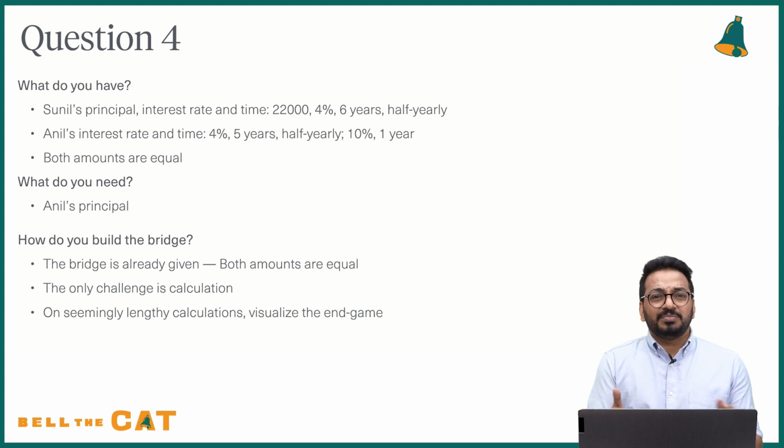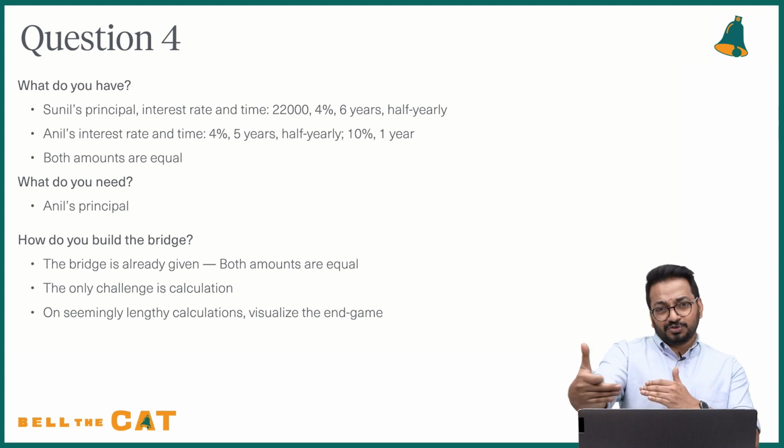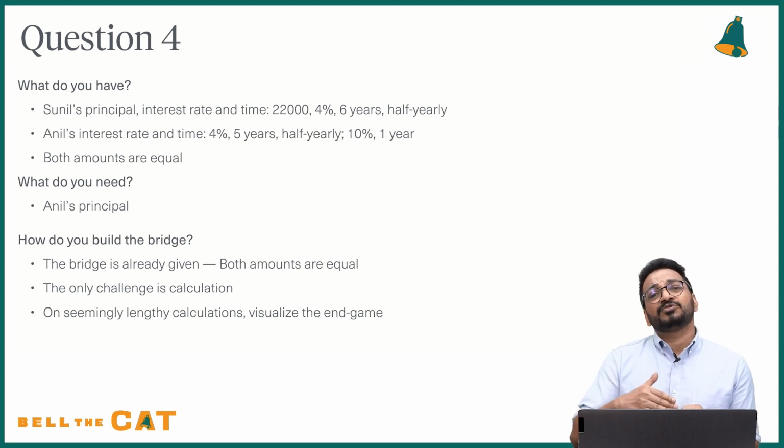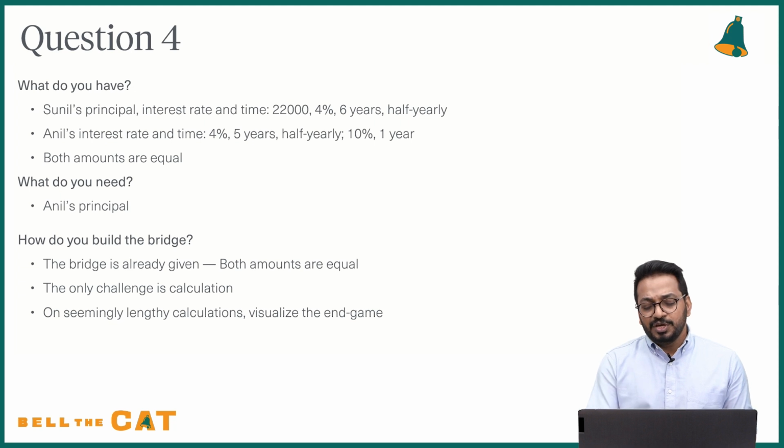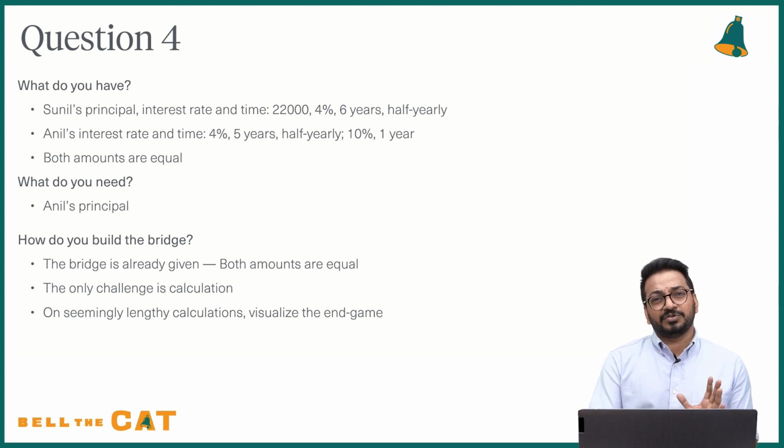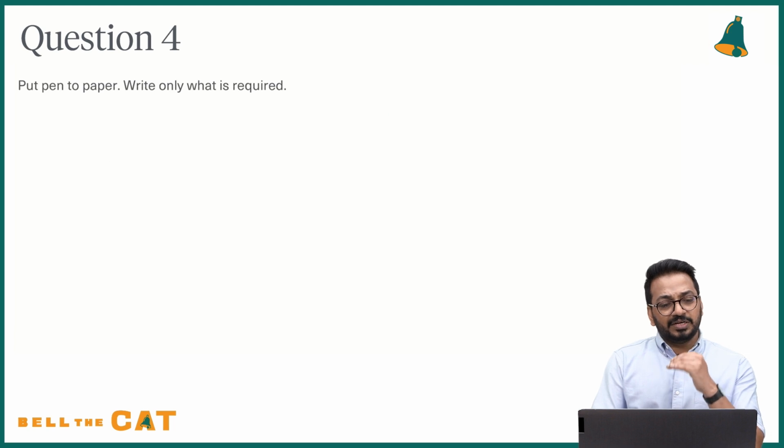Like in chess, people are visualizing the end game as to what is going to happen. Sometimes you have to visualize the end game. If you visualize it, you know that for both of them, the interest rate is the same. Only the number of years are differing. So if you just visualize that in terms of putting pen to paper, write only what is required.